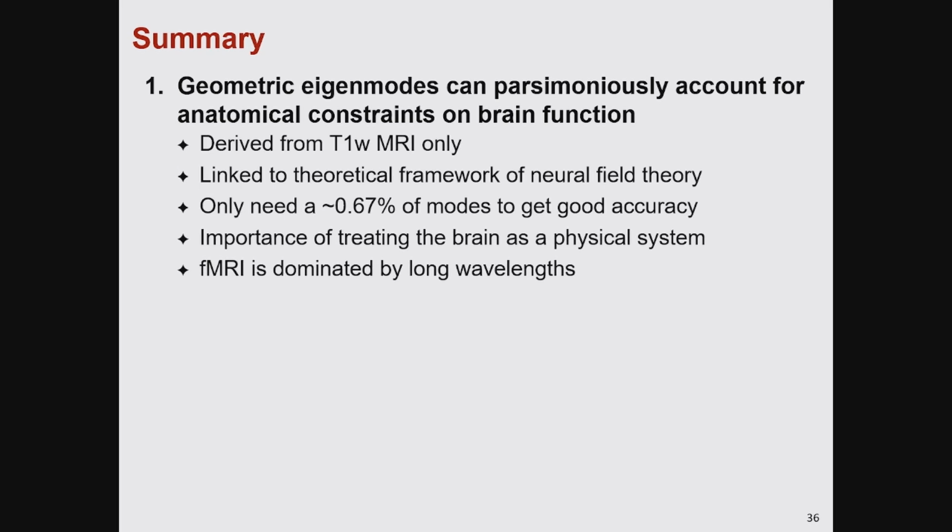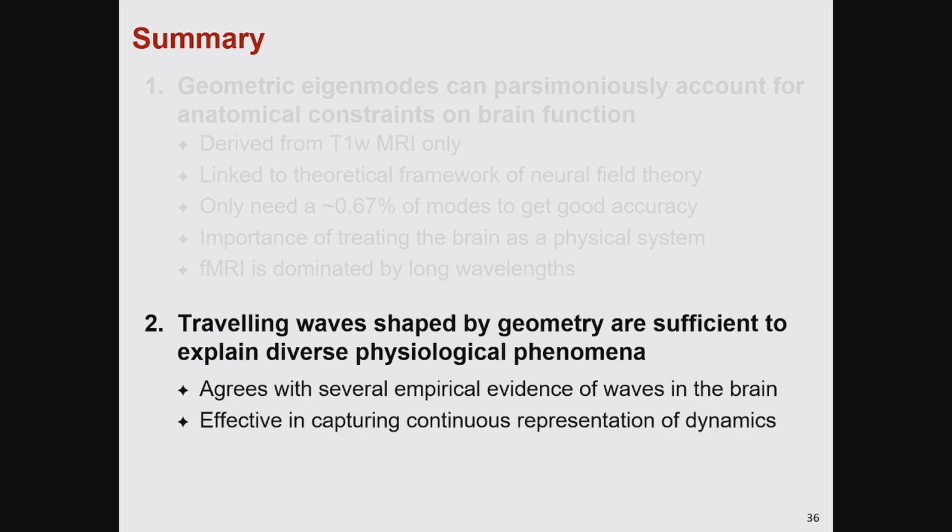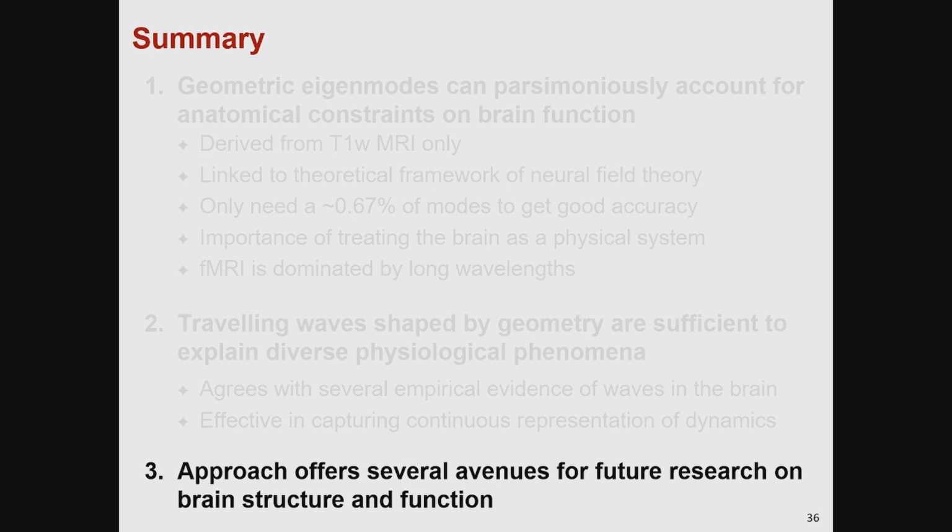So in summary, briefly, I think I've shown some examples on how we can use the modes to describe anatomical constraints on function. And the good thing about this is you only need T1. It's based on geometry. It's linked to a theoretical framework of neural field theory. And I've shown that you can use the modes and geometry to explain how waves travel in the brain and how it can explain diverse physiological phenomena. And again, you can create different avenues for future research using the same framework.